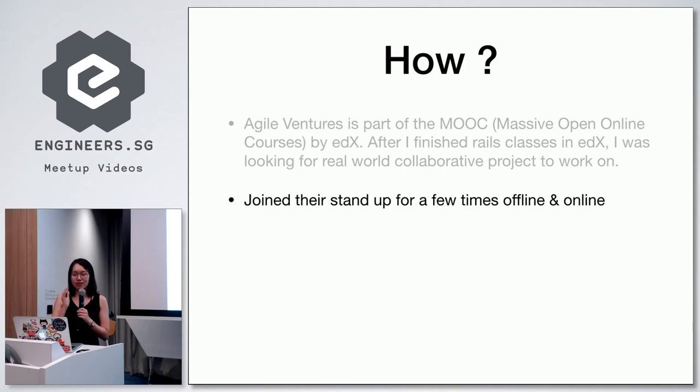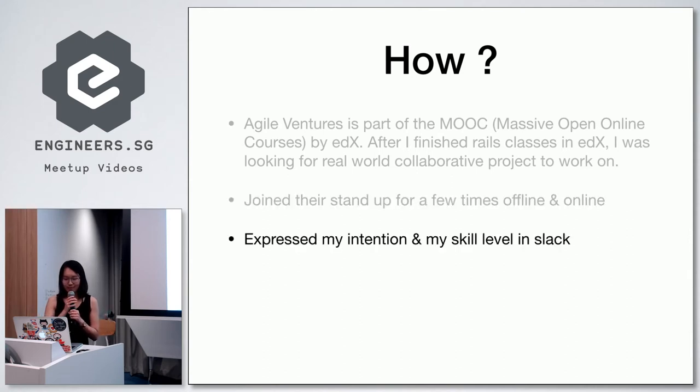Basically during a stand-up, each of the members just updates themselves with the story they are working on. I'm a new member, so I just introduced myself there. And I found them quite friendly and they don't really judge me. So, the next step: I expressed my intention to work for the project and told them my skill level through Slack.